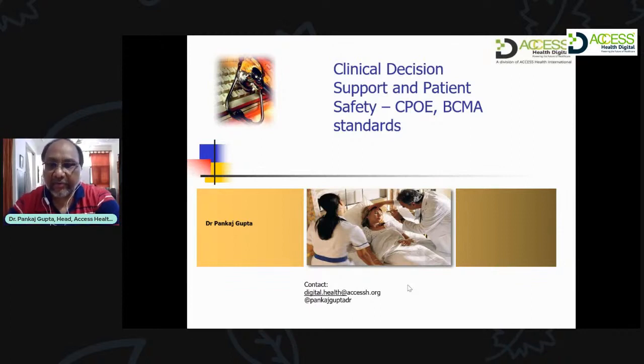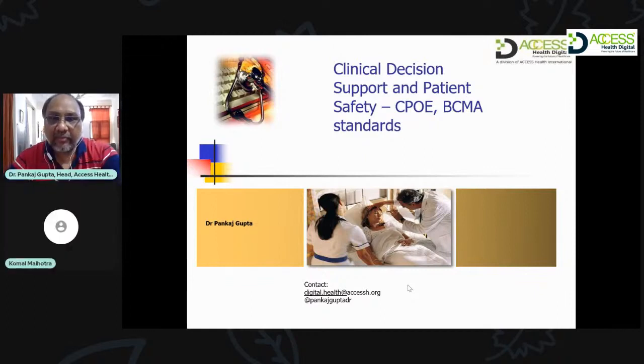But today we are going to jump into the nuts and bolts of what we basically mean by the concepts of CPOE and BCMA. So today is going to be a little more nuts and bolts, a little more deeper dive of the concepts that we have learned. And this is something that we are trying to go deeper.